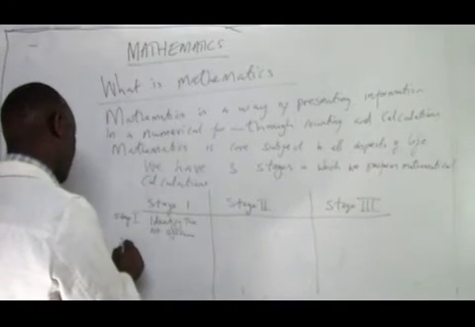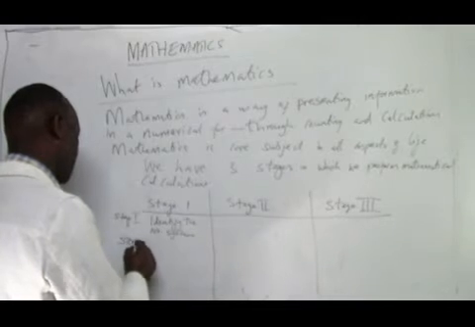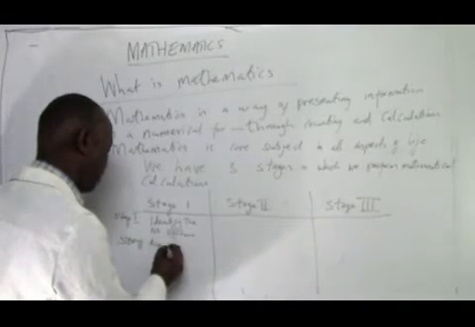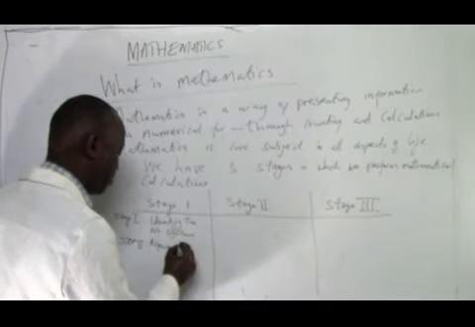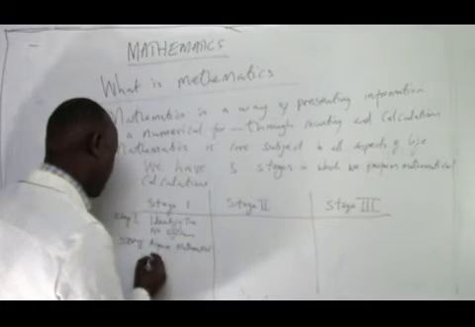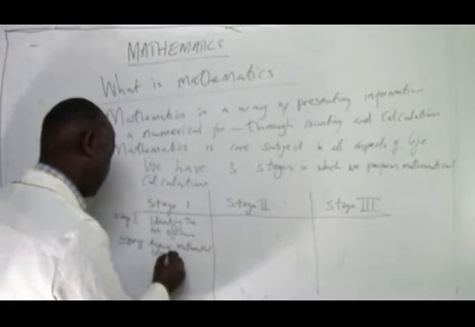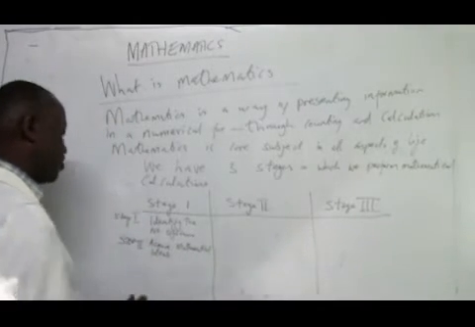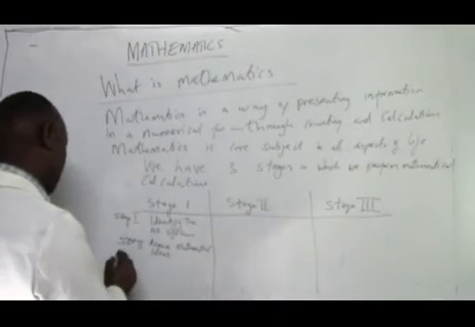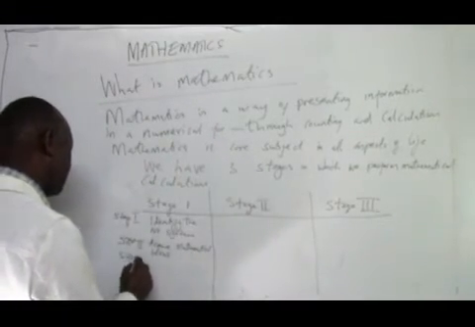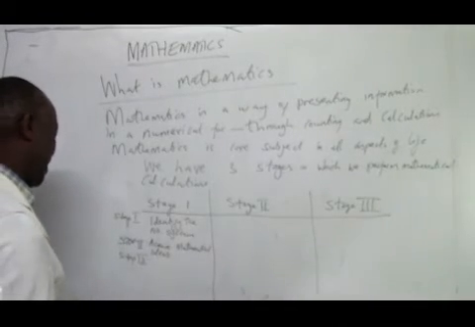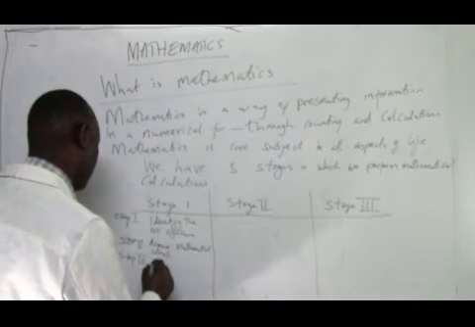Step number 2, you need to acquire mathematical ideas. The object of this lesson is to give you some ideas. Step number 3, in that first stage, is define your variables.